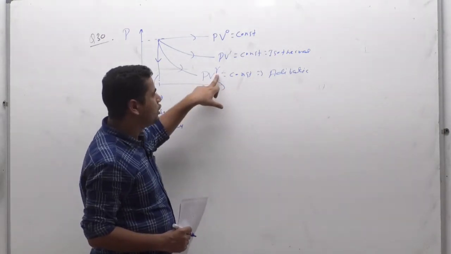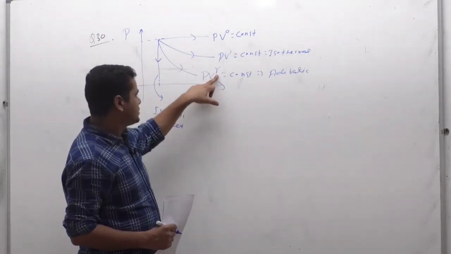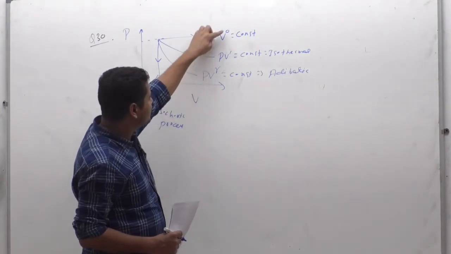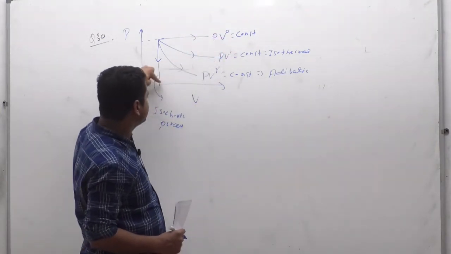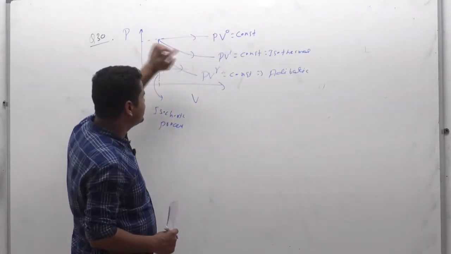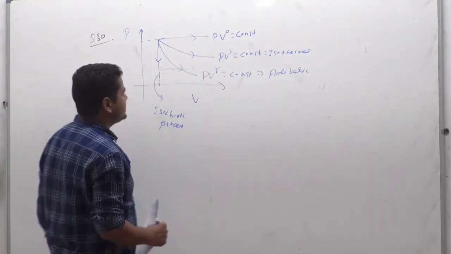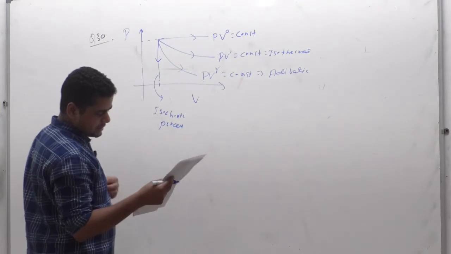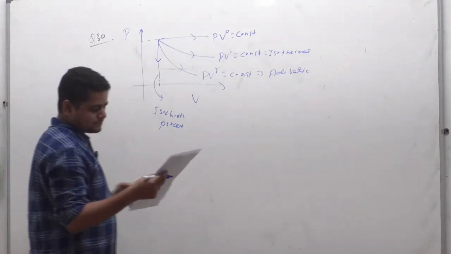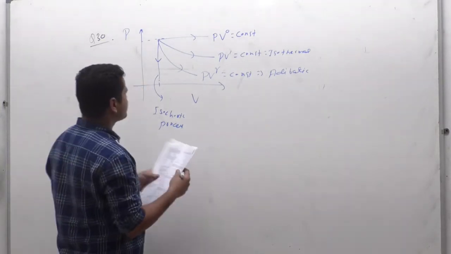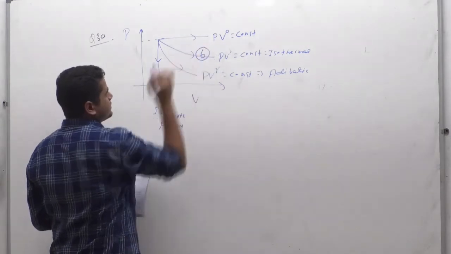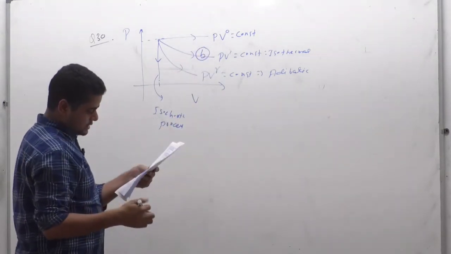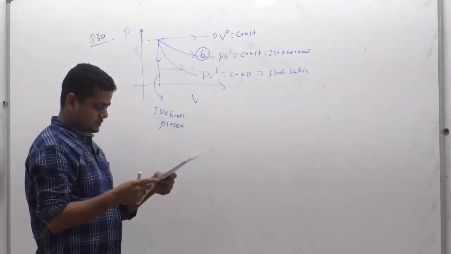Since gamma is always greater than 1, the process will be adiabatic. See the power 0, 1, gamma, and this is also increasing like that. So this is the way by which we can remember. So this is your question number 30. They have asked which process is isothermal. So isothermal will be B, this one. Next is question number 31.